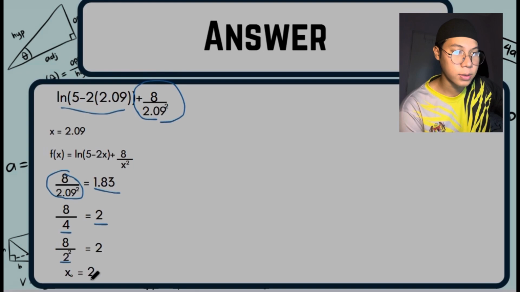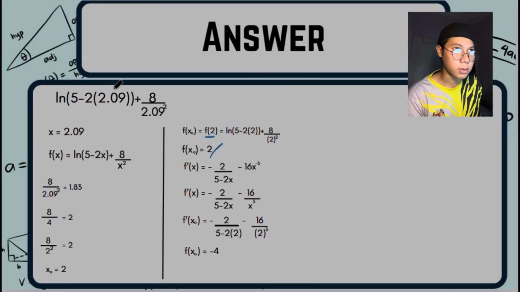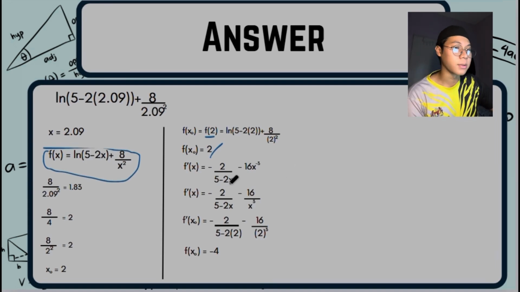So we can find x0 now. x0 is equal to 2, so let's find f(x0) or f(2). So input the 2 inside the equation, ln(5 minus 2 times 2) plus 8 over 2 squared. The answer will be f(x0) is equal to 2.